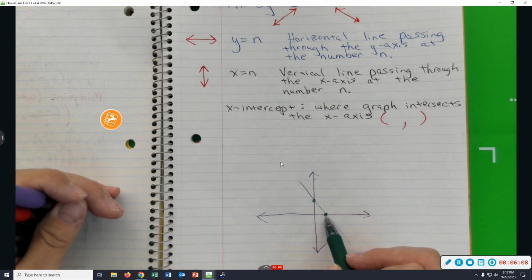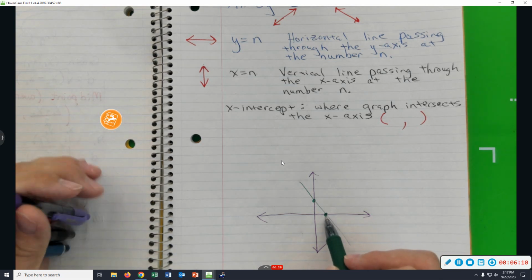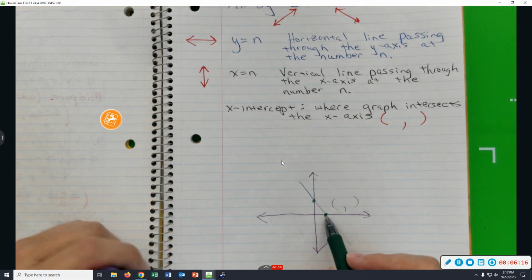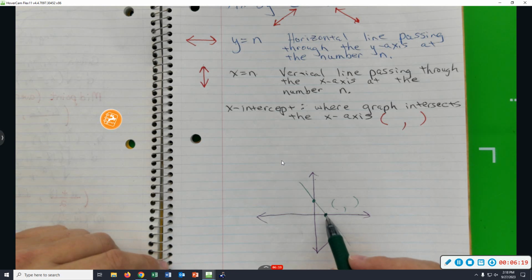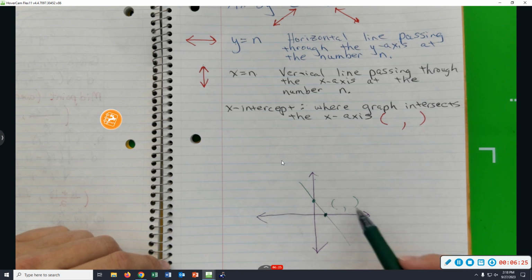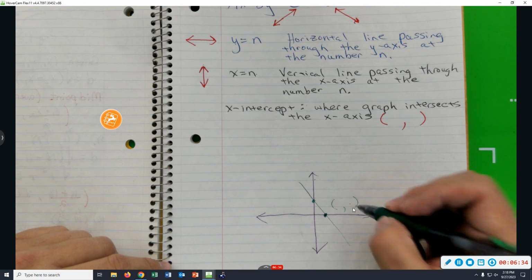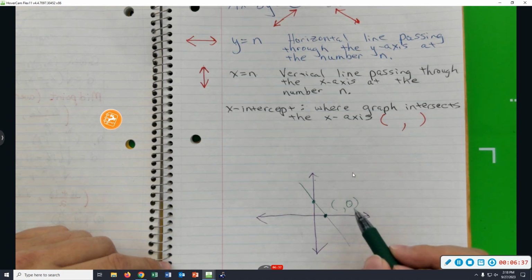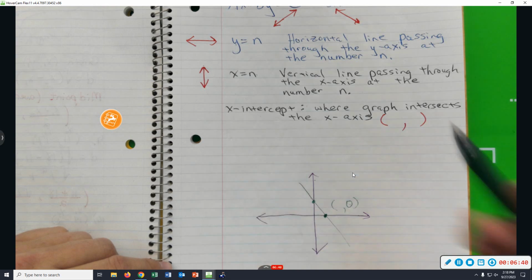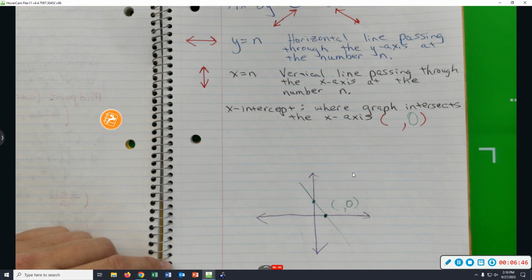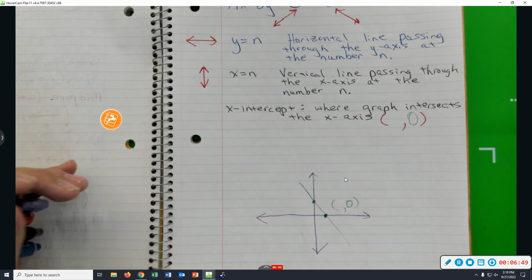Here's the x-intercept. This is the point where the graph passes through the x-axis. I don't know that number right there, but I know the y-coordinate. In order for that point to be on the x-axis, what must be true of the y-coordinate? Every point on the x-axis has what number as a y-coordinate? 0. The y-coordinate has to be 0. So for an x-intercept, the ordered pair will have a number, but the y-coordinate will be 0. Because you can't move up or down, or else you'd wind up moving off of the x-axis.